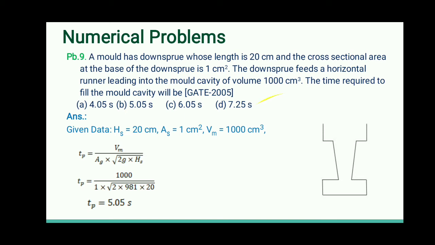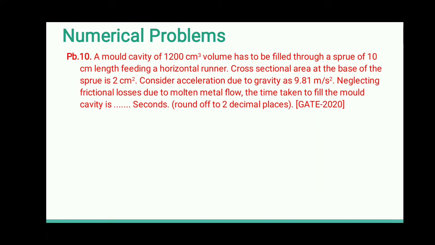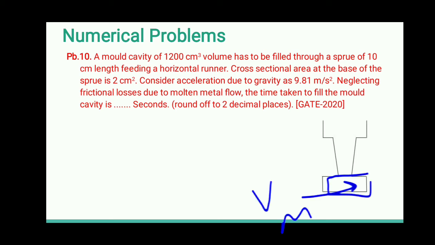Next is the GATE question asked recently in GATE 2020, in the second shift, I think the afternoon shift. This is the same problem that we have seen in the last one, so again we are using the same figure for easy understanding. A mold cavity of 1200 cc volume has to be filled through a sprue. This is the mold cavity and this is its volume. And the sprue is 10 centimeter in length, so the height of this sprue is 10 centimeter.